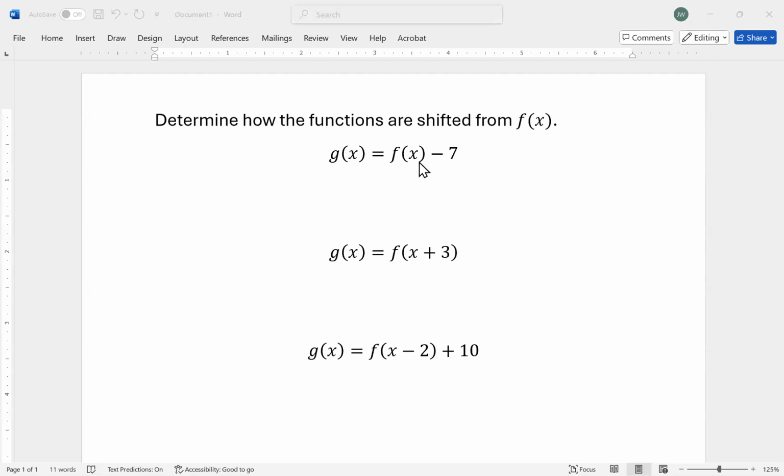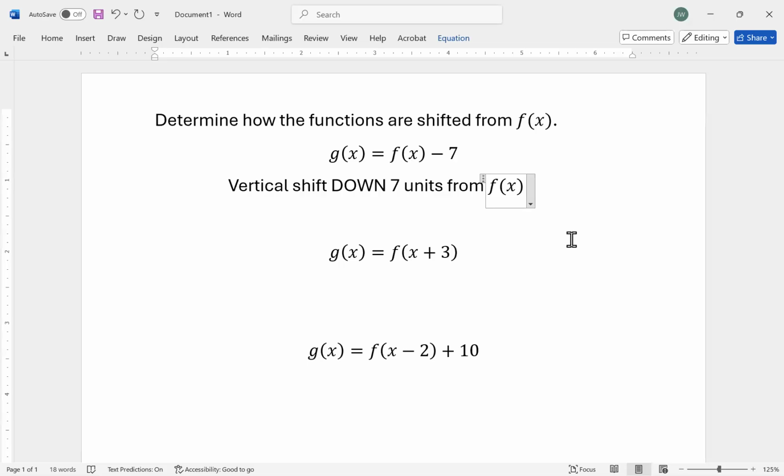Again, let me write it down. So let's do this. The minus 7 here is outside of the f of x. So that is going to be a vertical shift. And since it's a minus 7, we're going to be shifting down 7 units. So that's a vertical shift down 7 units from f of x.